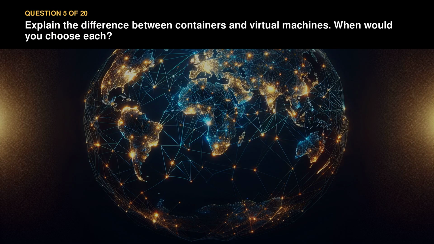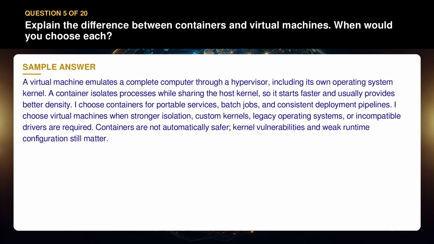Question 5. Explain the difference between containers and virtual machines. When would you choose each? A virtual machine emulates a complete computer through a hypervisor, including its own operating system kernel. A container isolates processes while sharing the host kernel, so it starts faster and usually provides better density.